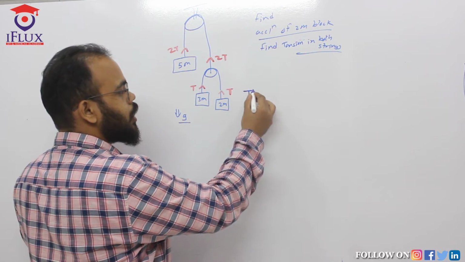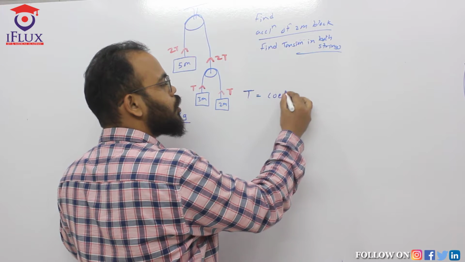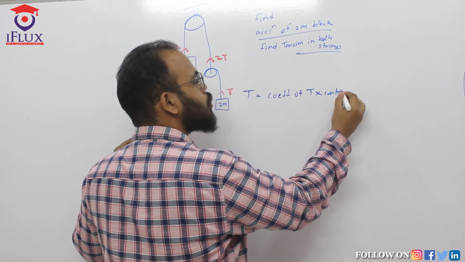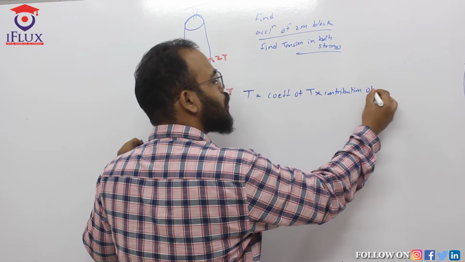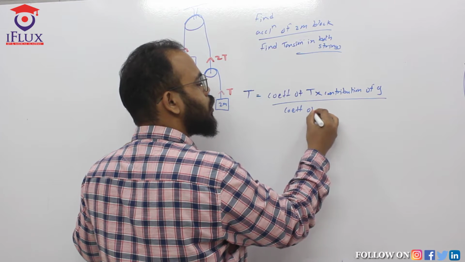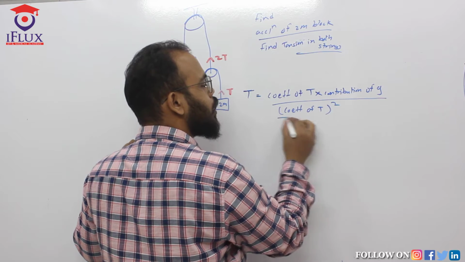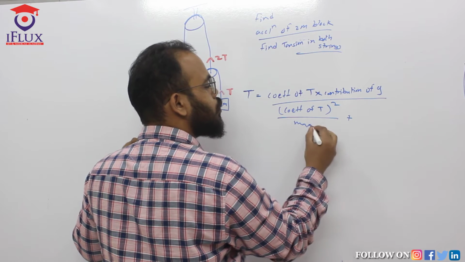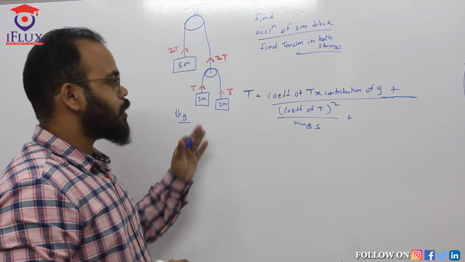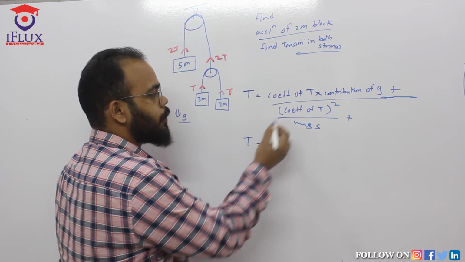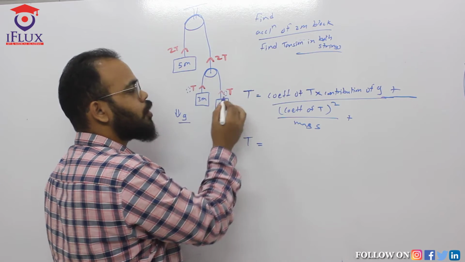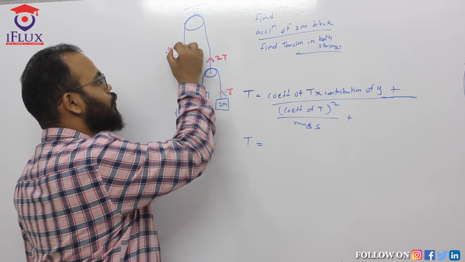So the tension T is given by the coefficient of T, okay, into contribution of G, divided by the coefficient of T the whole square divided by mass, and you have to add. So don't get confused. I'll show you in this example itself. So in this example, T. So coefficient of T is the coefficient before the T. So for this block, coefficient is 1. For this block, coefficient is 2.